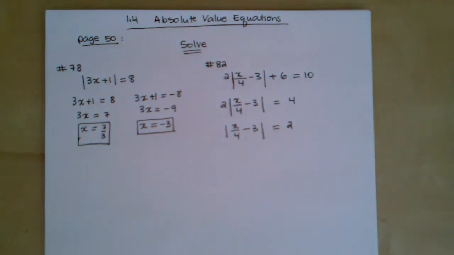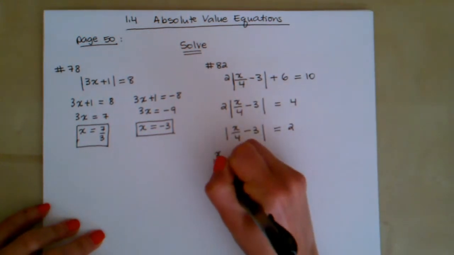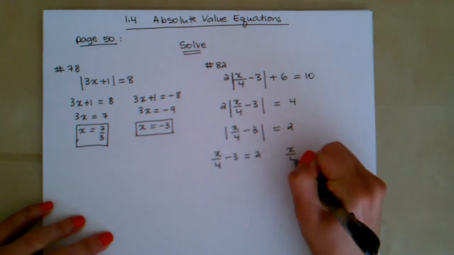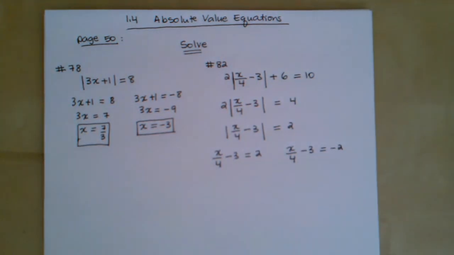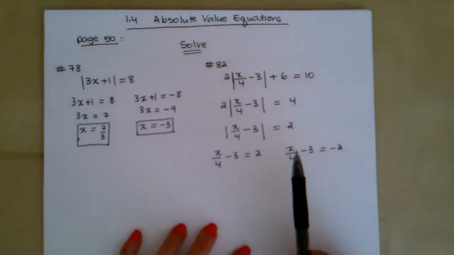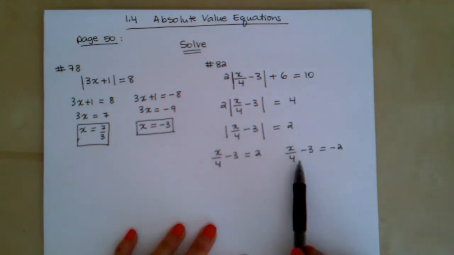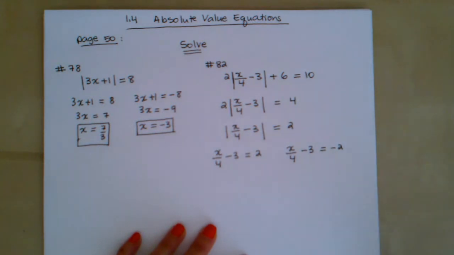Once the absolute value is isolated, we can use the procedure from number 78. And so we break up our equation into two equations. X over 4 minus 3 equals 2. X over 4 minus 3 equals negative 2. Make sure you understand that we do not change anything that has to do with the inside of the absolute value. These two are exactly the same. We only change the sign of the number 2. So we have a positive and we have a negative, and that gives us our two equations.